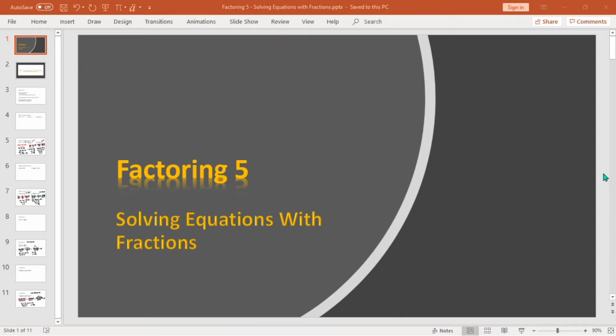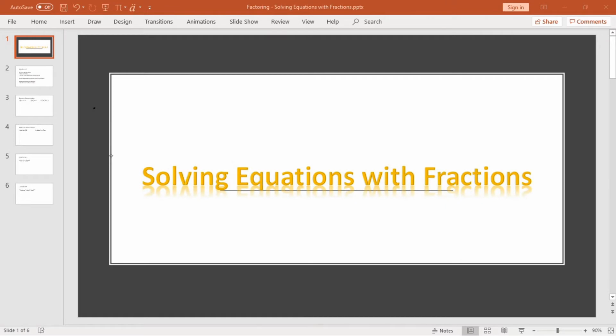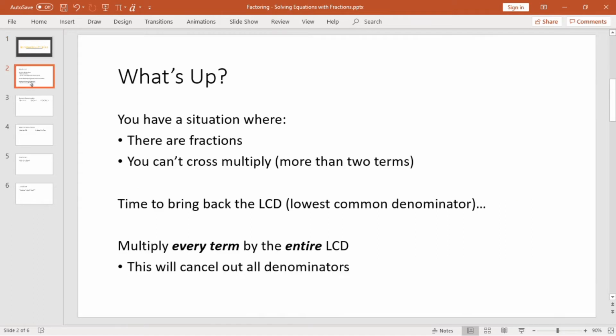Our last topic in the module is solving equations with fractions. Okay, let's bring the fractions into play. So what's going on here? Now we're in a situation where we have fractions and more than two of them.